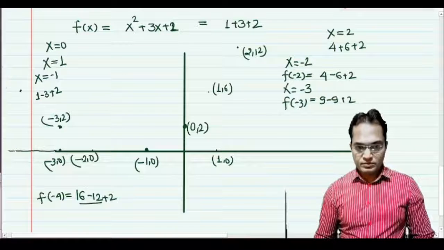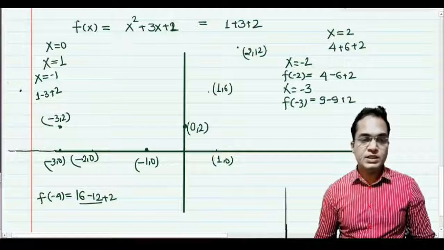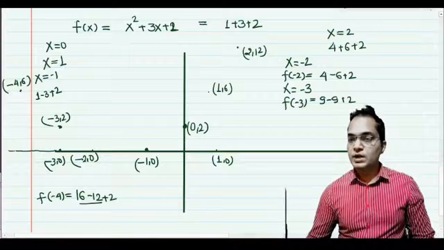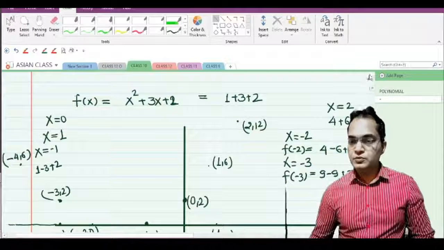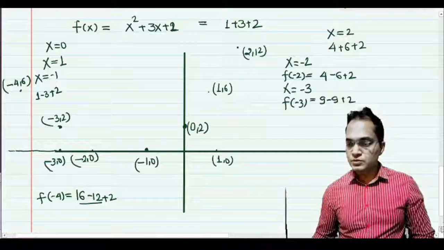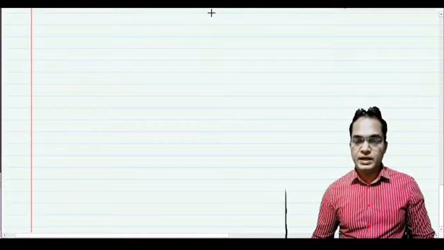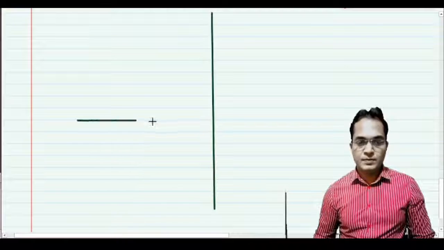You see, here is (-3, 2). Here is (-4, 6). Now I am going to draw the lines once again, and I want to see what is the nature of this graph. Okay, yes, it is okay.